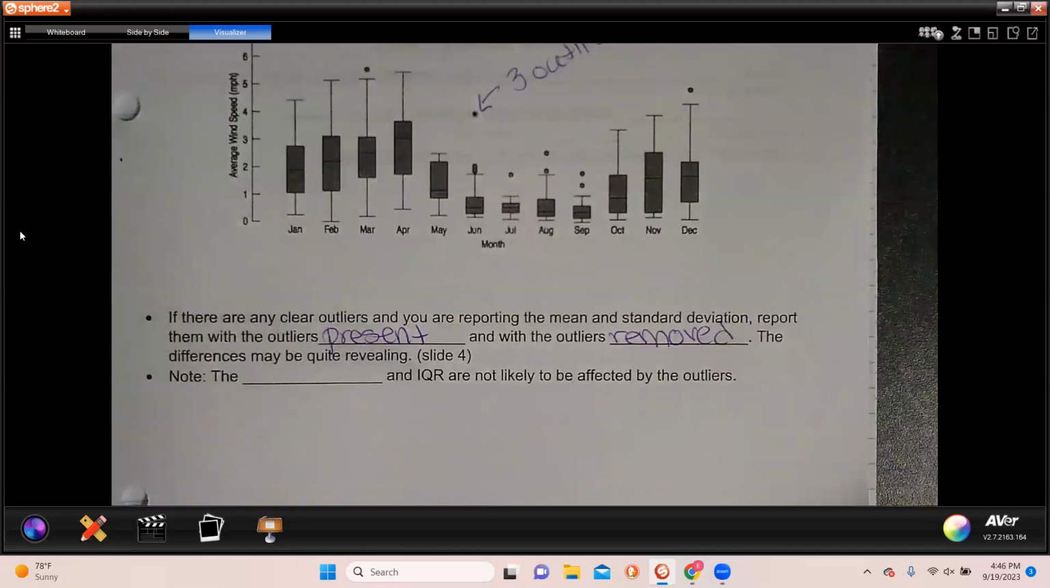Okay, if you show both when they're there and when they're not there, you can tell what those outliers did to that distribution. Did I pull it more to the right? Did I pull it more to the left? Did I make this unusually large or unusually small? That's important information.